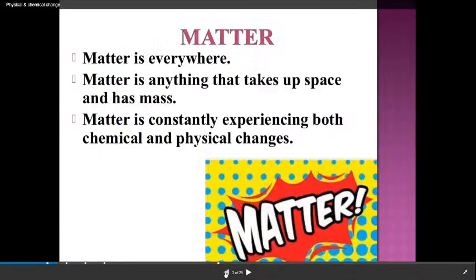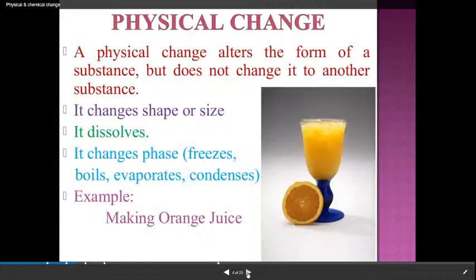Okay, Rishika, we have understood one thing, that matter is everywhere. Matter is anything that takes up space and has mass, and matter is constantly experiencing both physical change and chemical change. But how can we find out whether it's a physical change or a chemical change? Converting ice to water is a physical change, but how can we prove it?